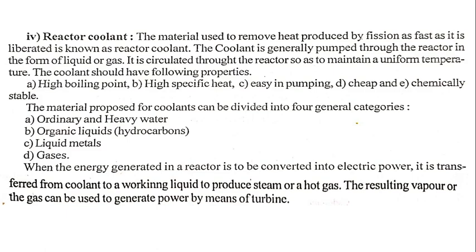What is reactor coolant? The material used to remove the heat produced by fission as fast as it is liberated is known as reactor coolant, and it is generally pumped through the reactor in the form of liquid or gas. It is circulated through the reactor so as to maintain a uniform temperature, and the coolant should have the following properties: high boiling point, high specific heat, easy pumping, cheap, and chemically stable.